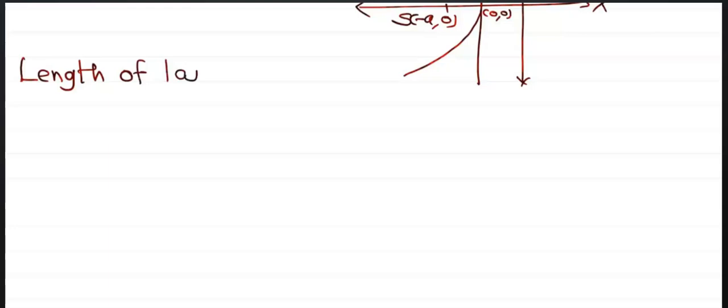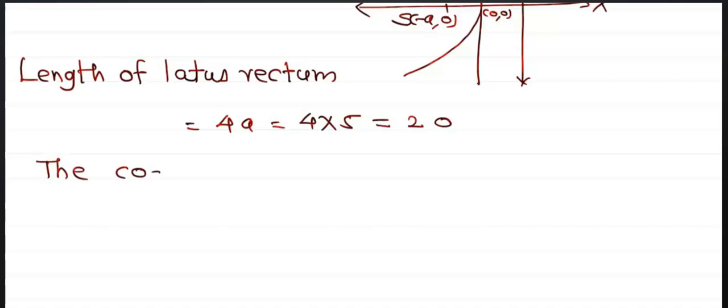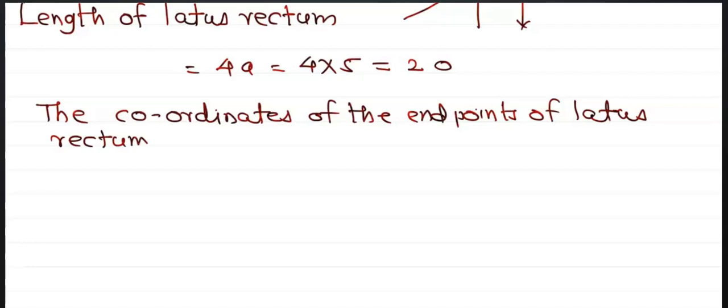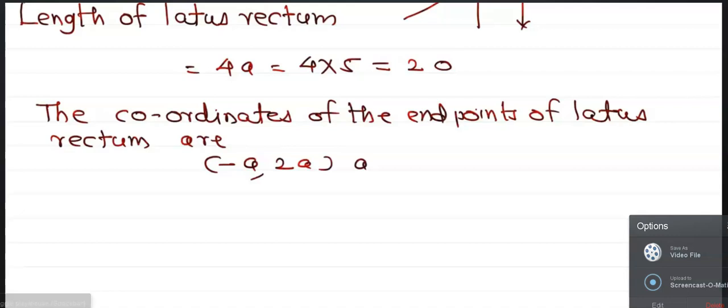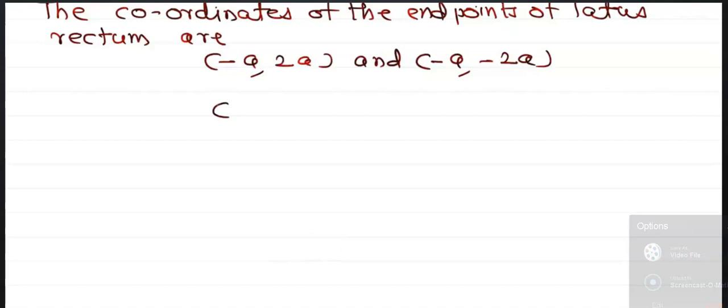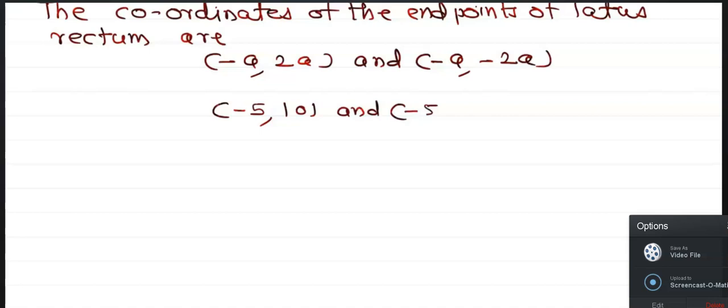Now the length of the latus rectum, that is 4a, which is 20. The value of a is 5. Coordinates of the endpoints of the latus rectum, which are minus a, 2a and minus a, minus 2a, therefore minus 5, 10 and minus 5, minus 10, these are the endpoints of the latus rectum.